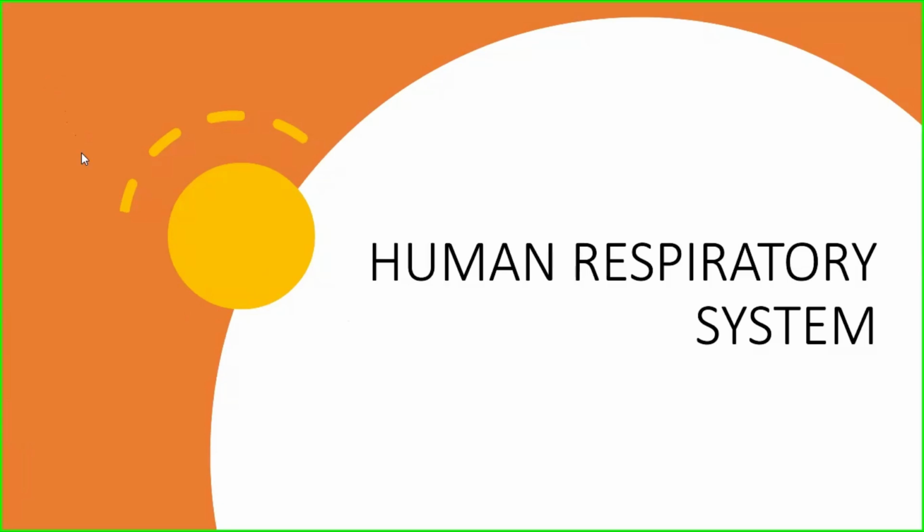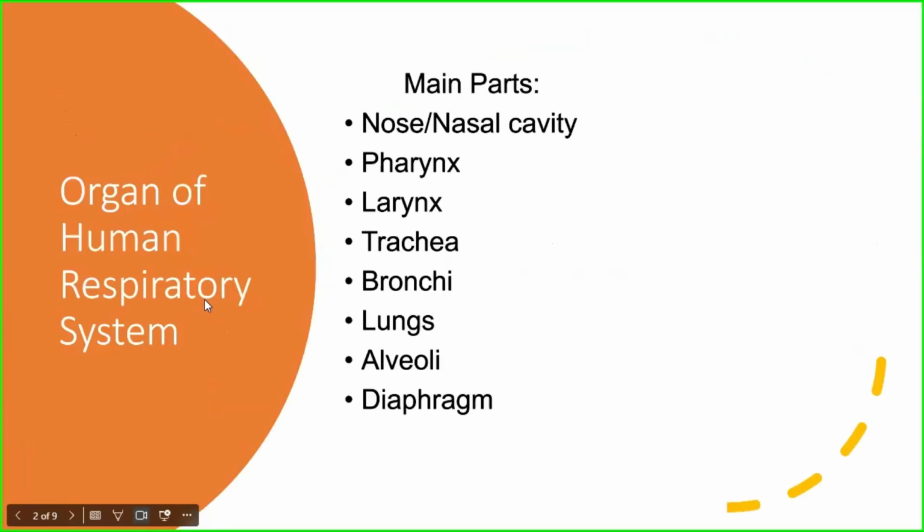Main parts of the human respiratory system, the organs of the human respiratory system: nose, nasal cavity, pharynx, a common passage for food and air, larynx, also called the voice box, and trachea, also known as the windpipe. The trachea is divided into two branches called bronchi, and lungs. Each bronchus enters into the lungs, alveoli, and diaphragm. The diaphragm is a dome-shaped muscular sheet that lies below the lungs.